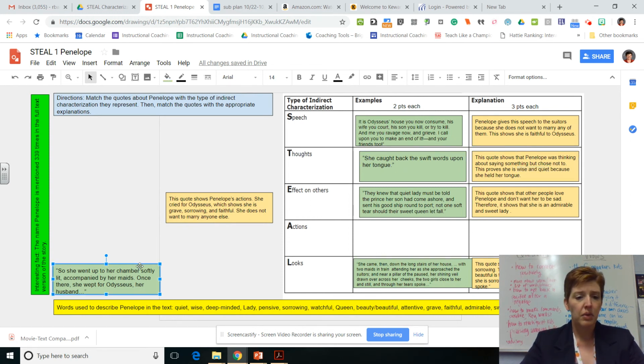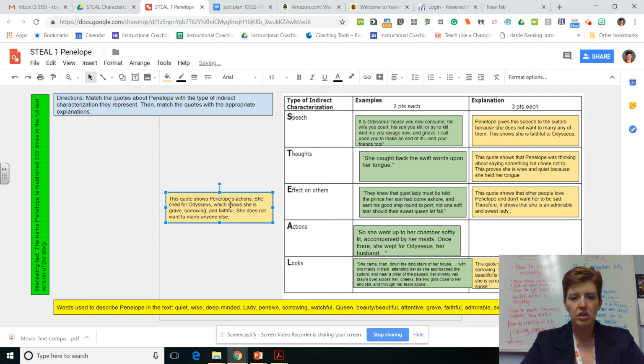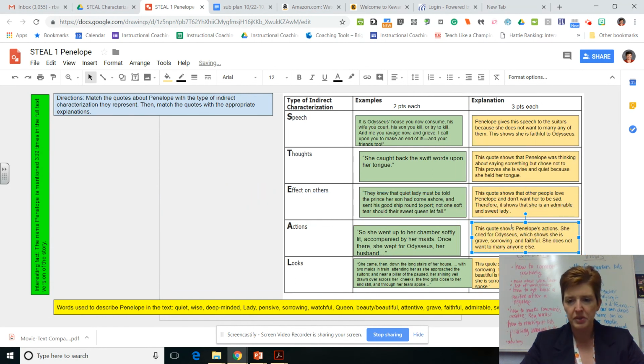Okay, and then the last one is an action because she's crying. It says here she went to her chamber, which is like her room, and she wept for Odysseus. So the explanation is that because she's crying, I can tell her personality. It says she is grave, sorrowing, and faithful. She doesn't want to marry anyone else. How do we know she's sorrowing? Because of what she does. How do we know she's faithful? Because of what she does.